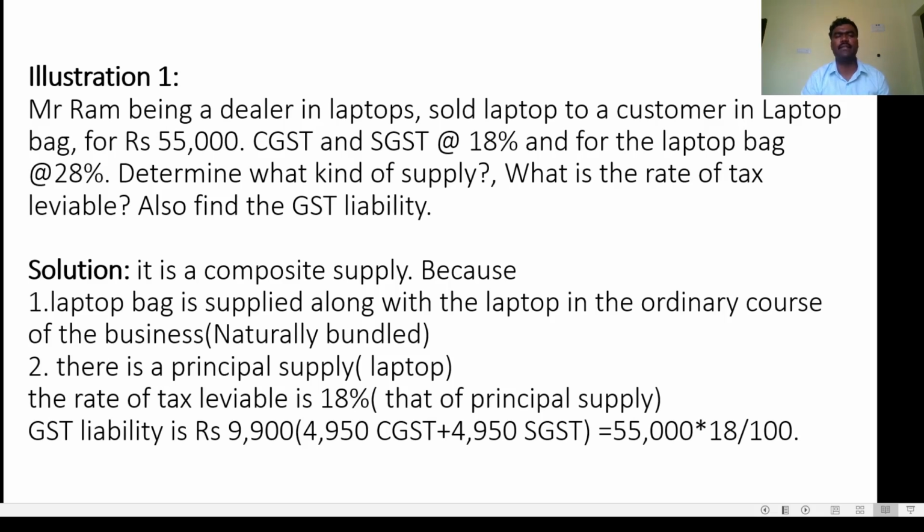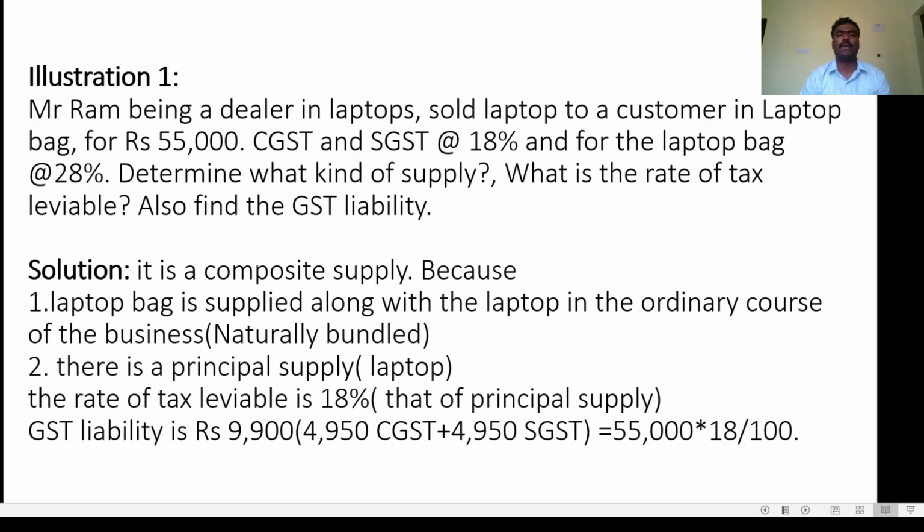So it is very clear from the question that we need to identify whether it is a composite or mixed supply, and we also have to compute the GST output tax, what we call the GST liability, or the GST tax amount that the supplier of the goods has to pay.